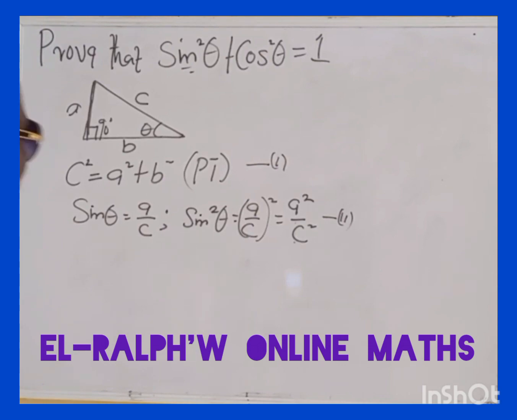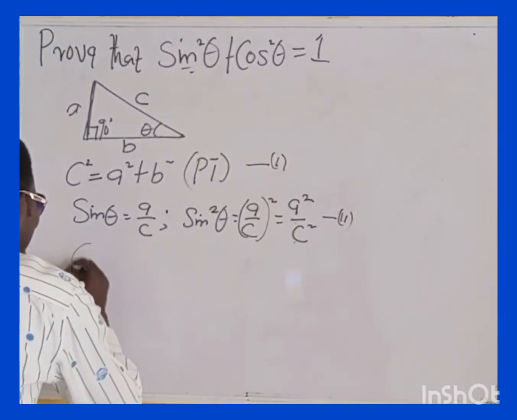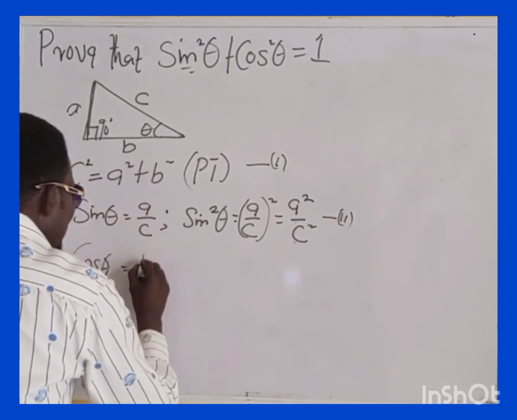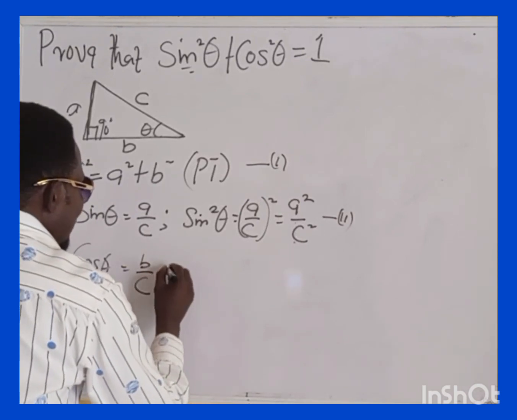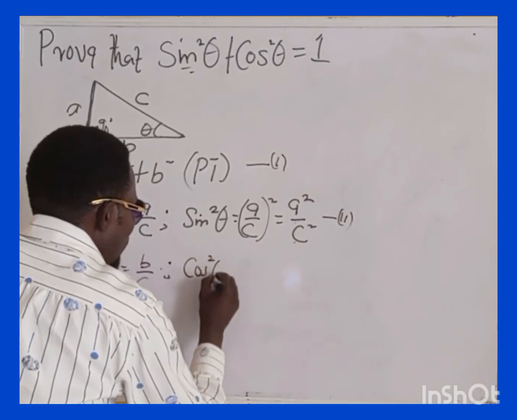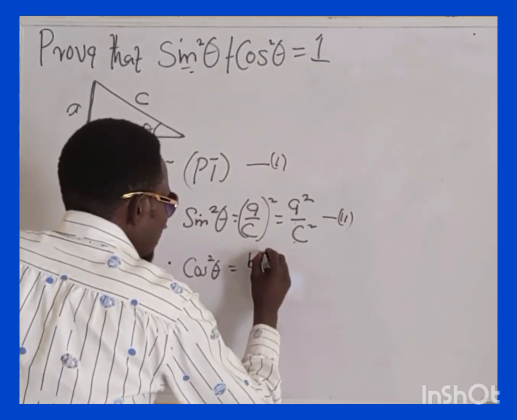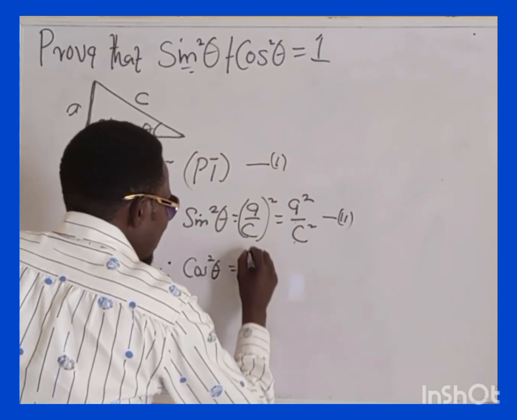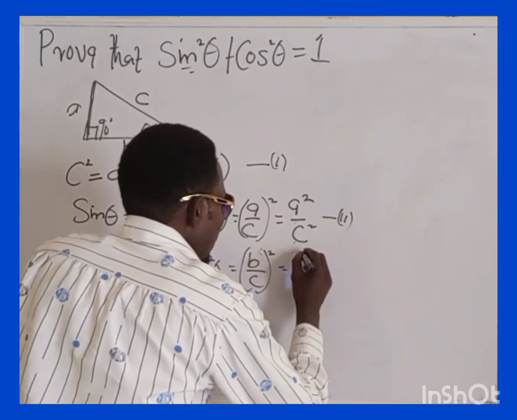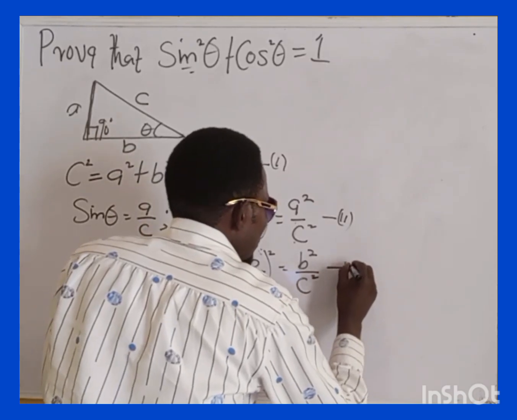So from this now, let's just try to find cos theta and see what happens. We have cos theta equals adjacent, which is B, all over C. Therefore, our cos square theta, which we really want, will be equal to B all over C, all squared. Then you share the indices. We have B square all over C square, which is our equation 3.